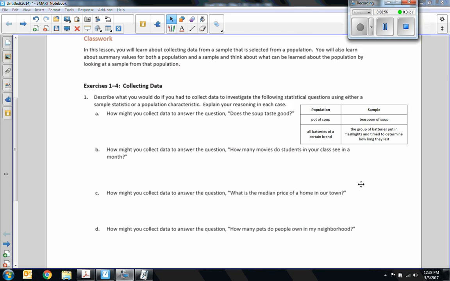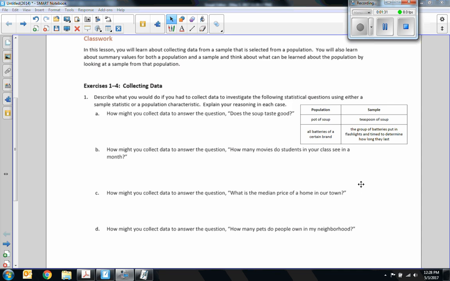Okay, so it says, describe what you would do if you had to collect data to investigate the following statistical questions using either a sample statistic or a population characteristic. Explain your reasoning in each case. A says, how might you collect data to answer the question, does the soup taste good? So off to the right here, I've got a little table here, and we've got a population, and we have a sample. So the population in this case would be the whole pot of soup. The sample would be a teaspoon of that soup, a portion of it.